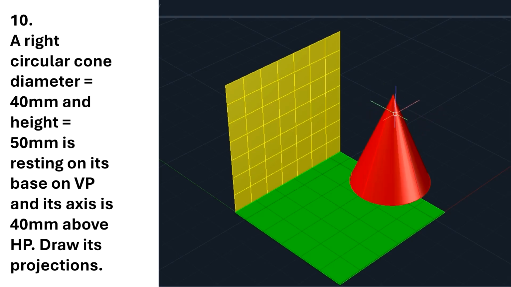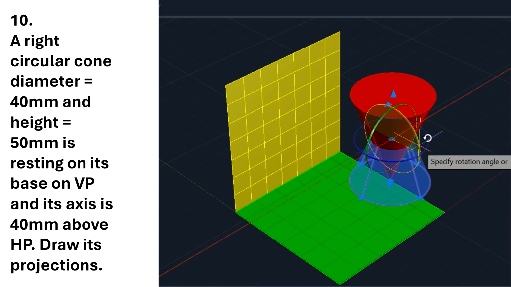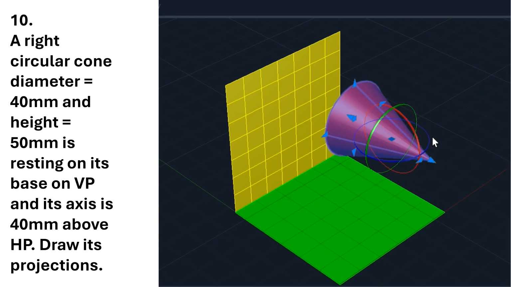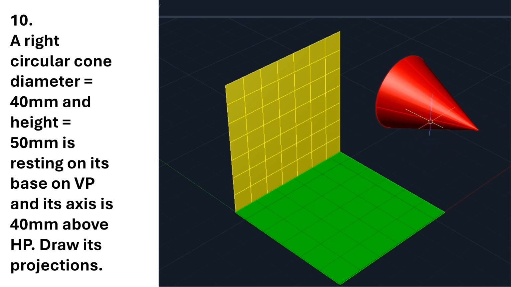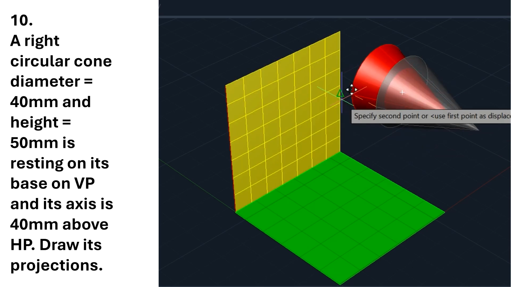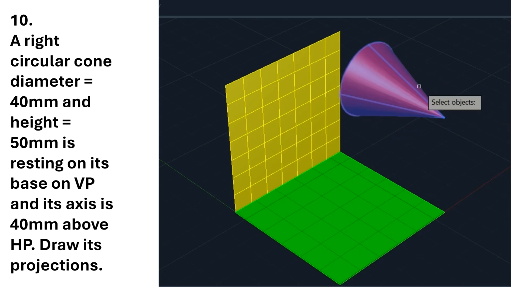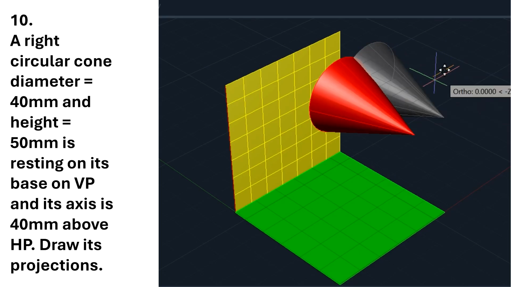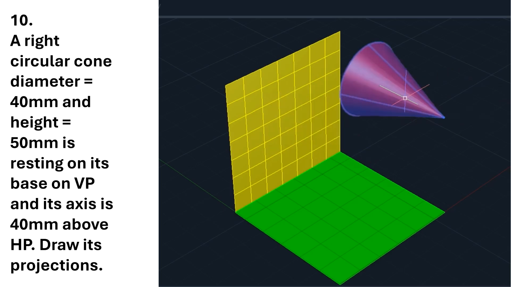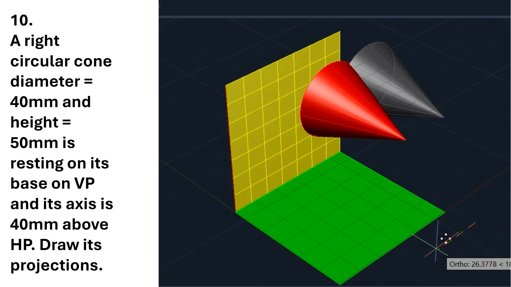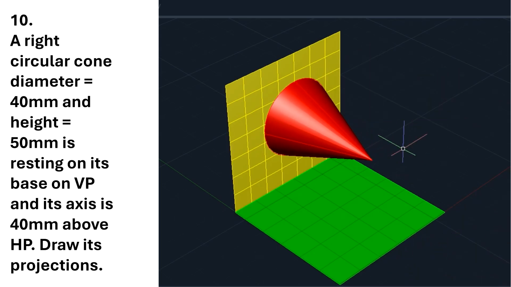This I will rotate by 90 degrees. If I rotate 90 degrees, it will be rotated like this. Then I will move this base such that the base is resting on the vertical plane. If I move it like this, it is resting on the vertical plane. So now I can draw the front view or top view.